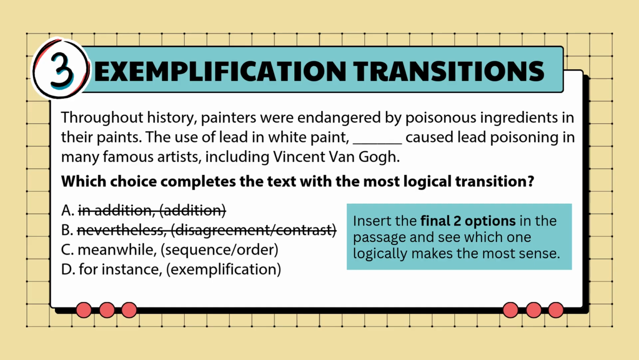Now read the passage with the 2 options that are left. The use of lead in white paint, meanwhile, caused lead poisoning. Or, the use of lead in white paint, for instance, caused lead poisoning. The first option, meanwhile, is suggesting there have been other sequence order transition words that have come before it. But when we look back, they have not. The second option, for instance, reads naturally and is providing an example of an instance that proves the claim, so it is the better option.